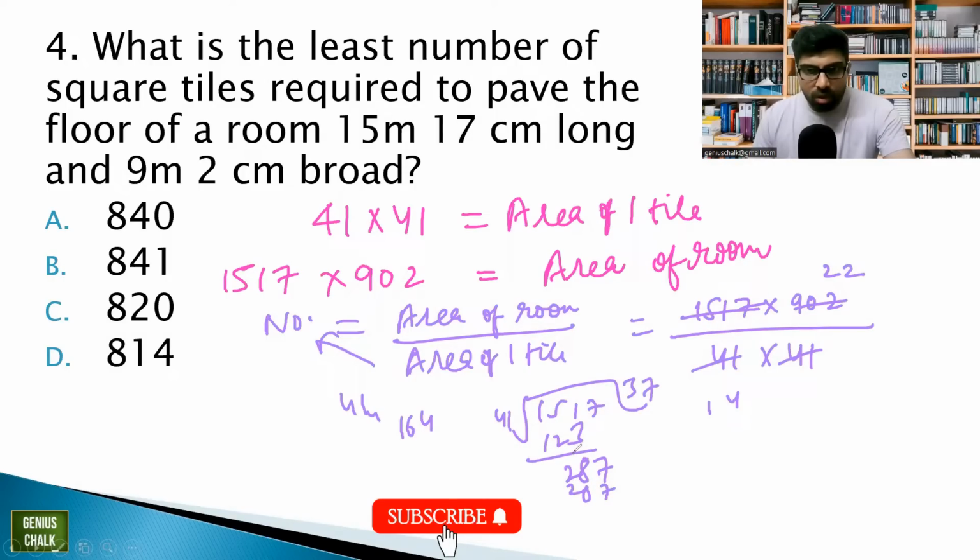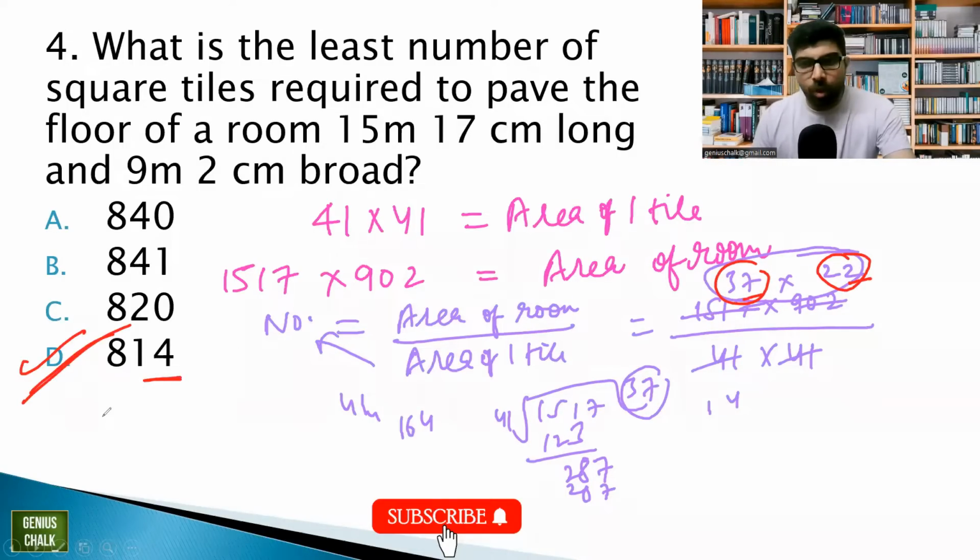So 287, that means this is 37. So can you multiply 37 into 22? That is our answer. So 37 into 22, 7 twos are 14. Answer should, last digits must be 4. So my correct answer is option D. Option D. So this is a very important question.